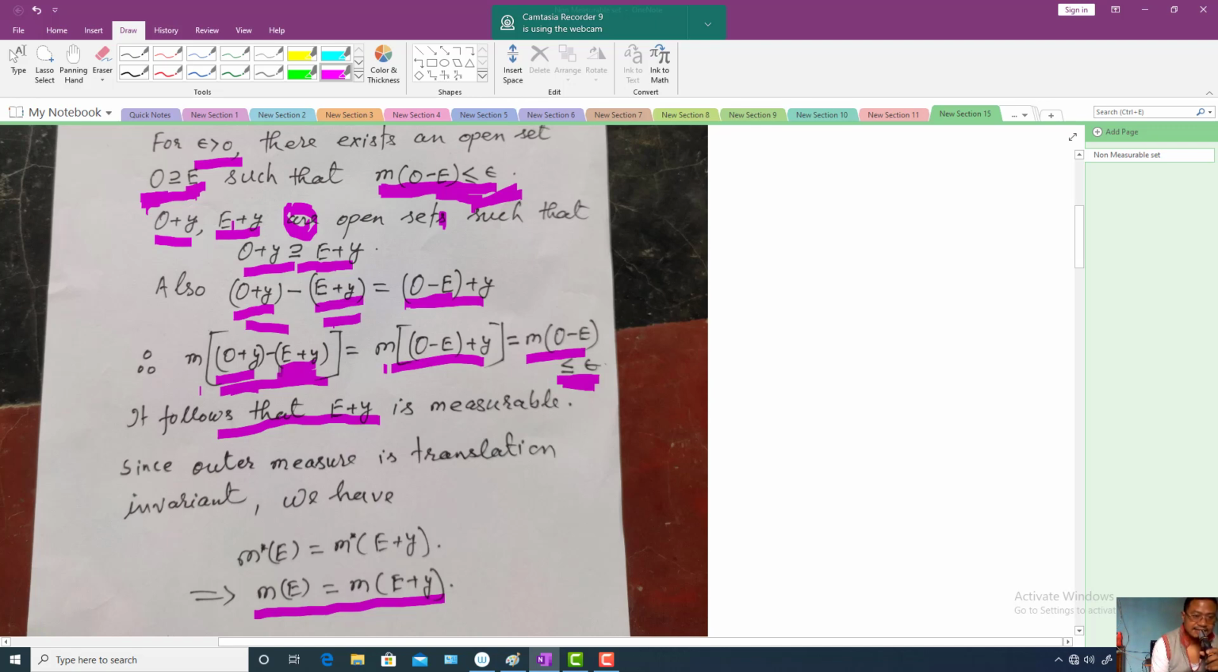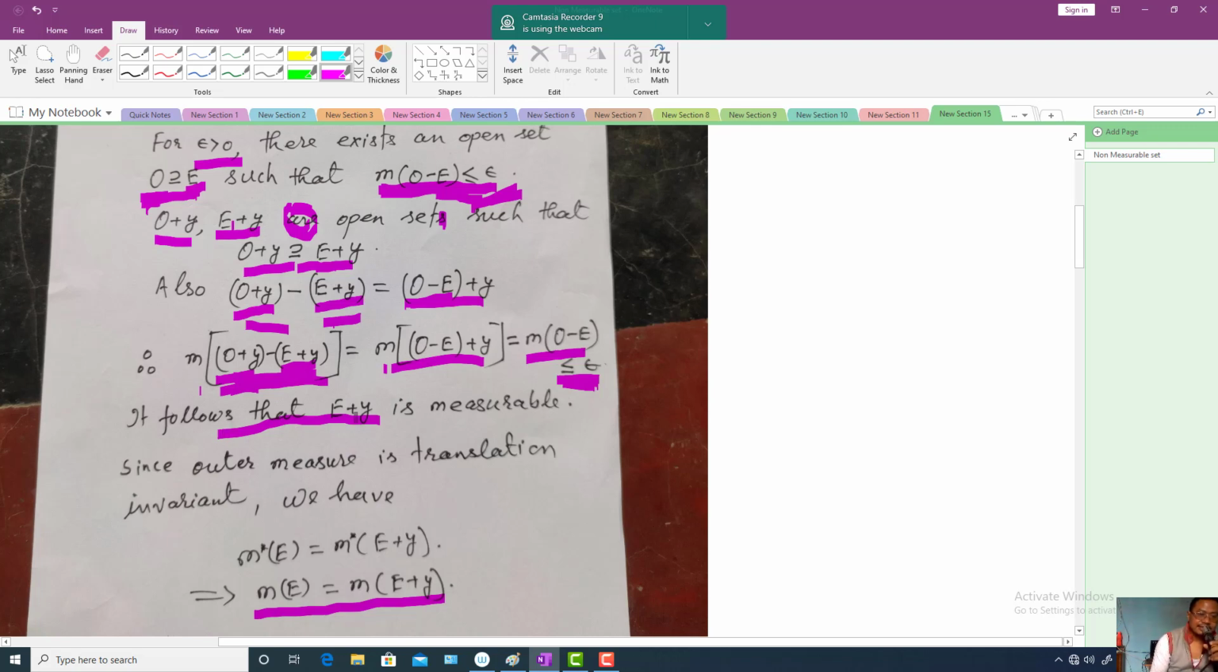So what does it say? It says that E plus y is measurable. Okay, E plus y is measurable. Let me explain again why we say that E plus y is measurable. For a given epsilon, we are able to find an open set O plus y containing E plus y such that the measure of this difference set is less than or equal to epsilon. So because of this, we can say that E plus y is measurable.